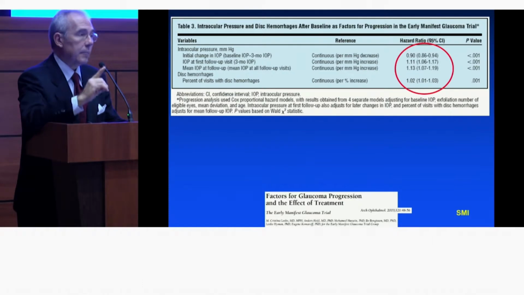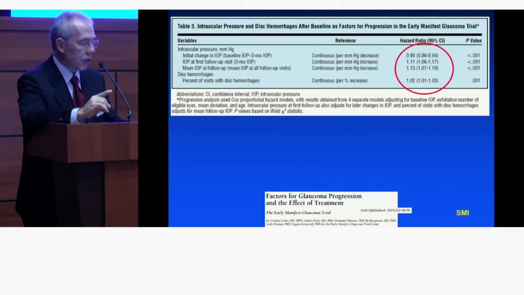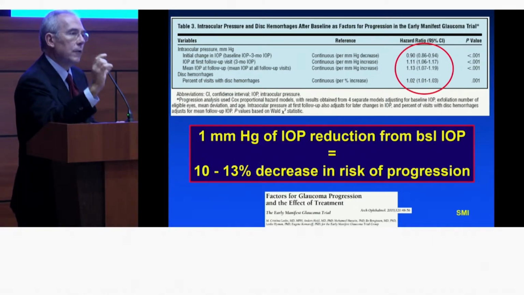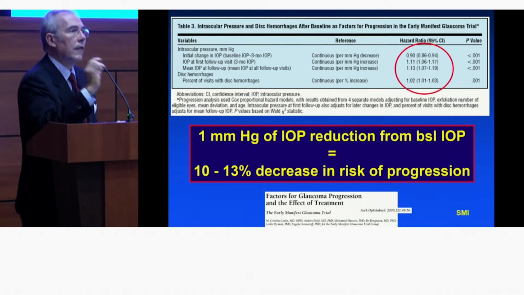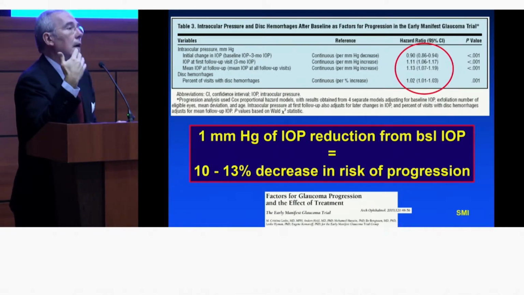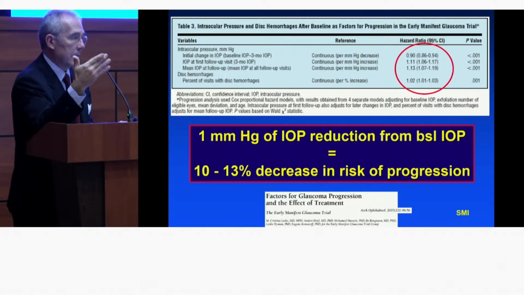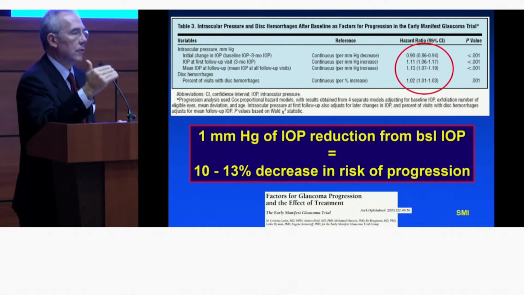And most important, in the EMGT, they showed the famous magic number that for each single millimeter of mercury of IOP reduction from baseline, you may predict a 10% reduction in the risk of progression from the initial of the follow-up to the end of the follow-up. So actually each single millimeter of mercury may count.